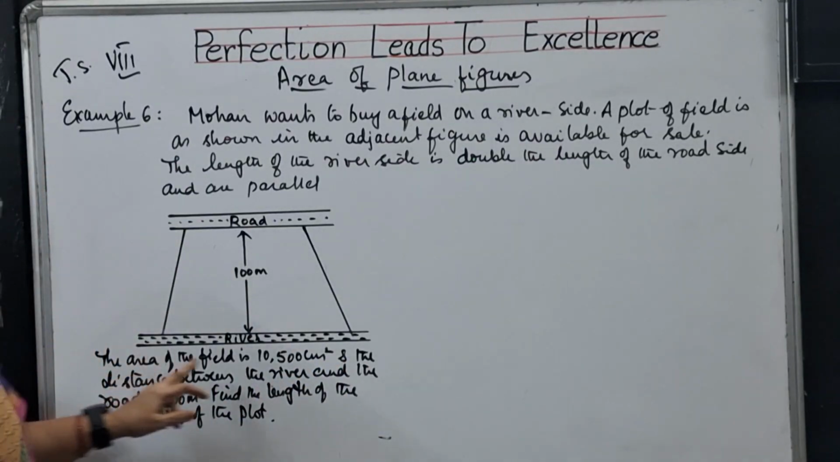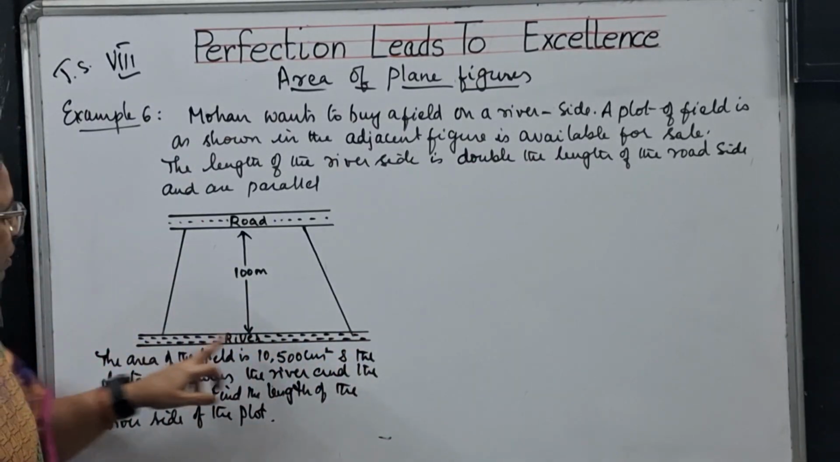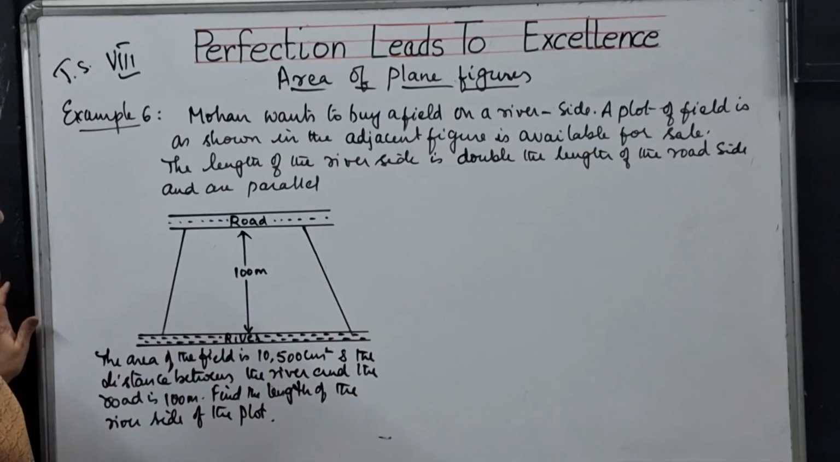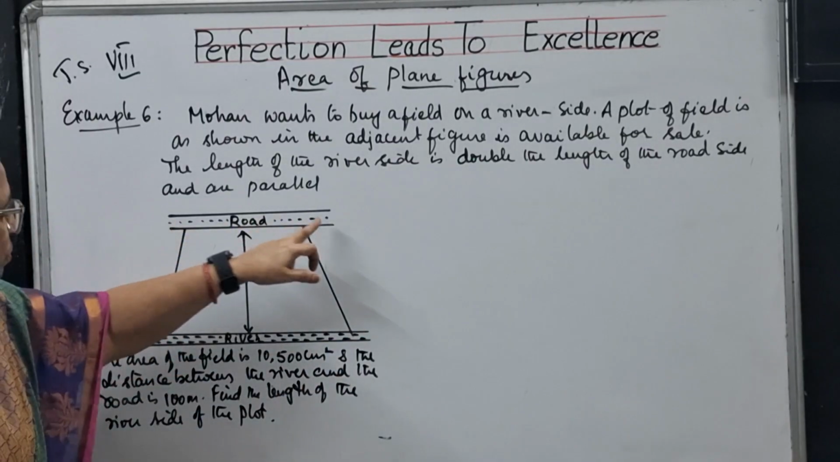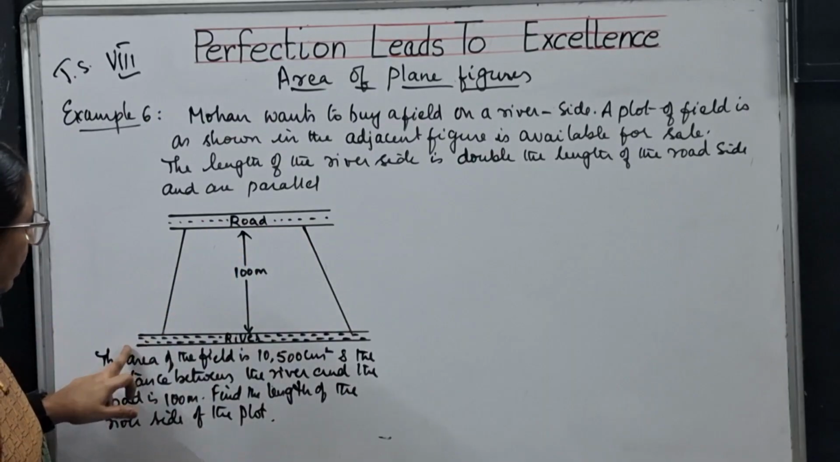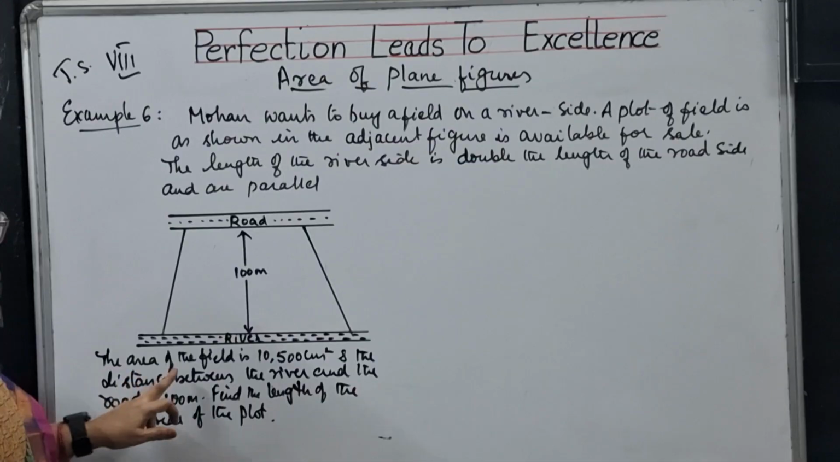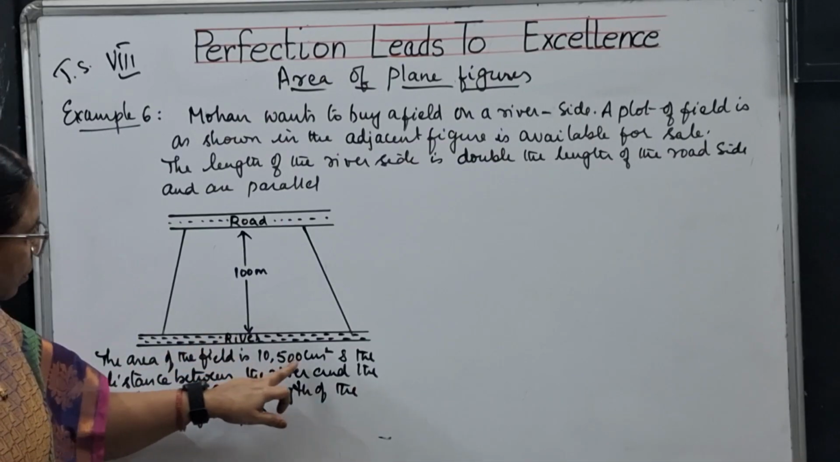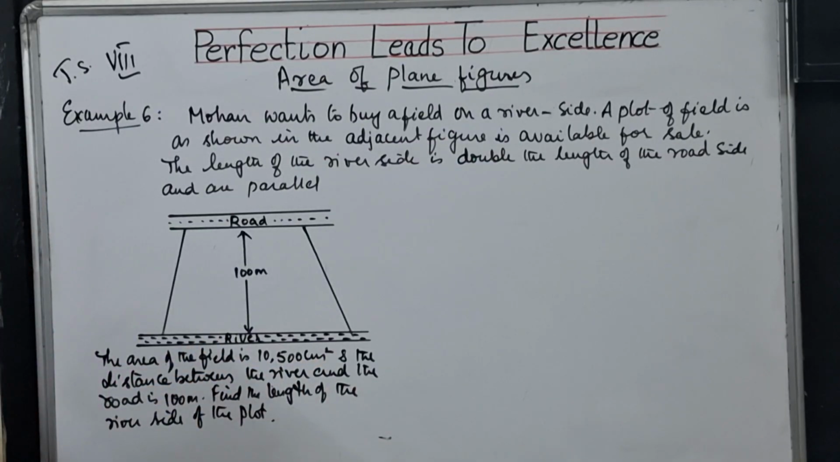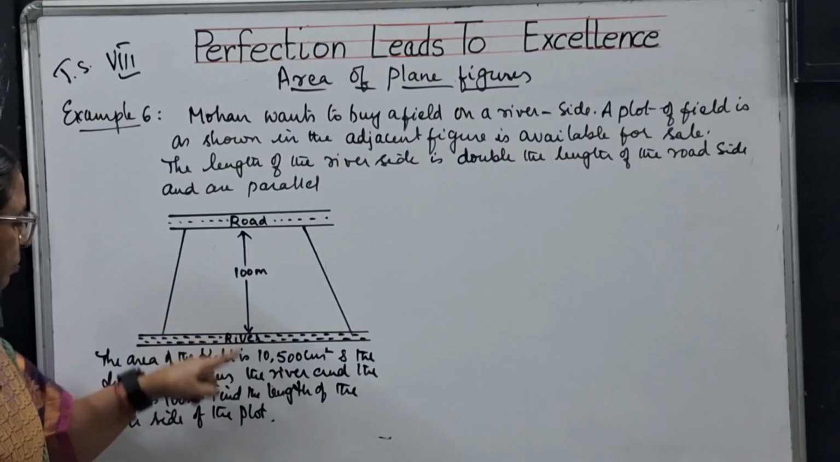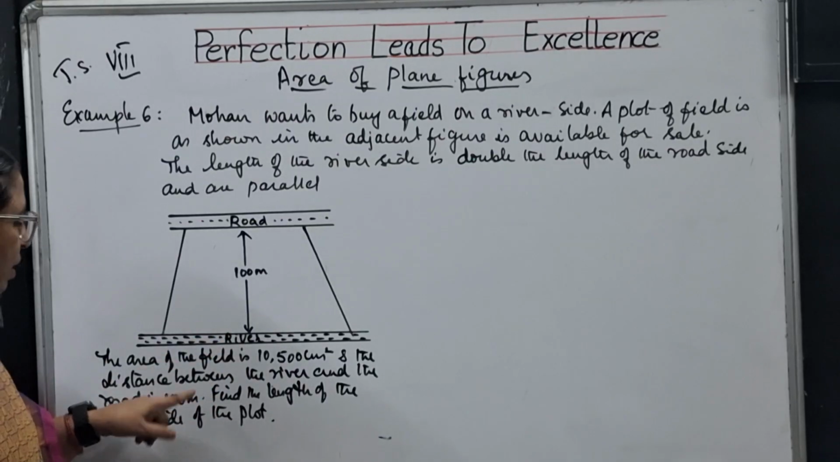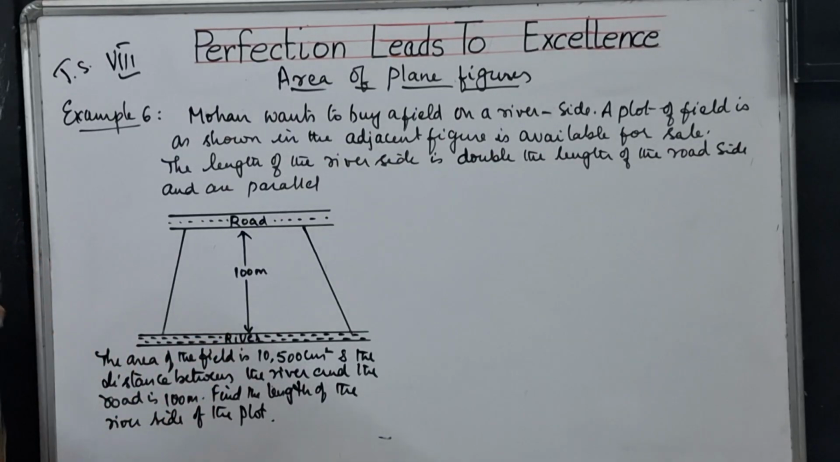The length of the plot on the river side is double the length of the road side. So instead of the road side, the length of the river side plot is double. And the area of the field is 10,500 square meters. The distance between the river and the road side is 100 meters. Find the length of the river side plot.